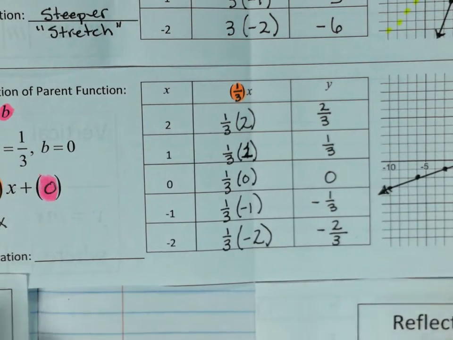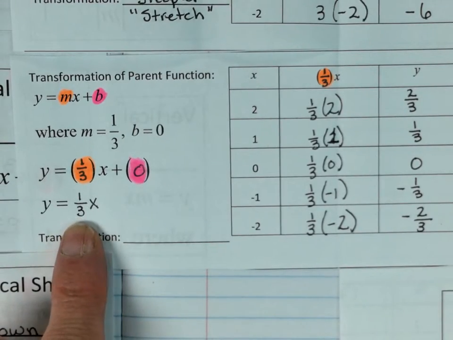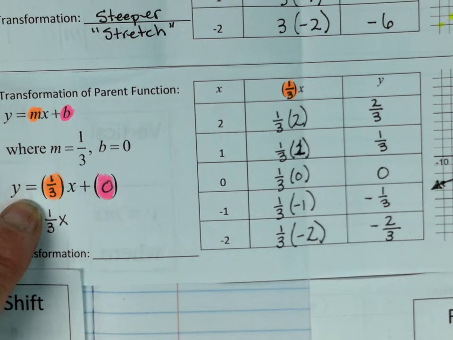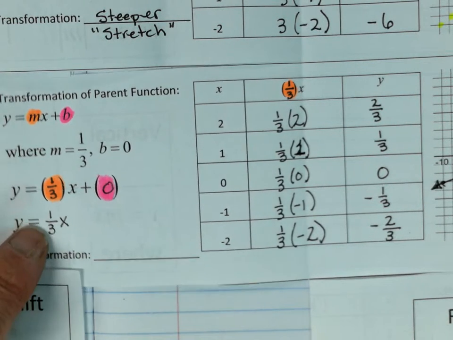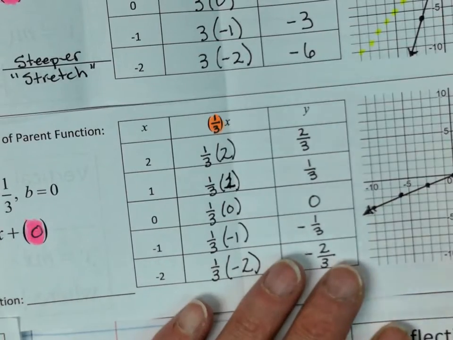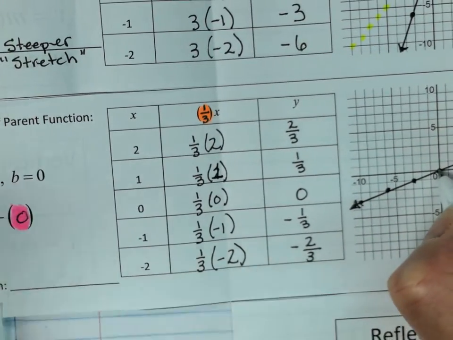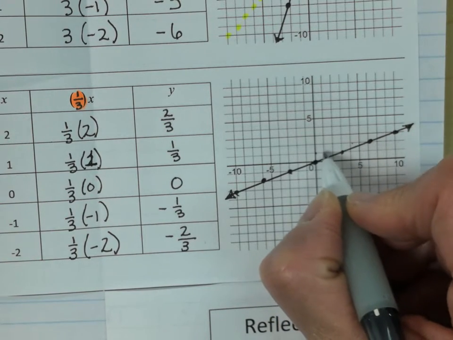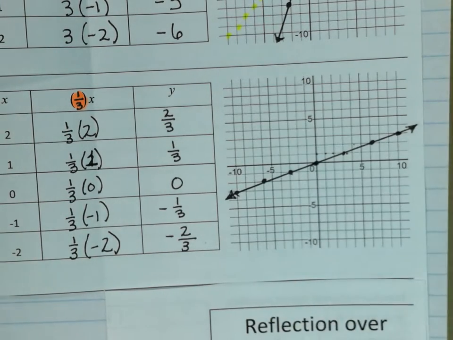So what I'm going to do is I know that the slope is 1/3, which means I rise 1 and I go right 3. So starting here at 0, 0, I went up 1, right 3.